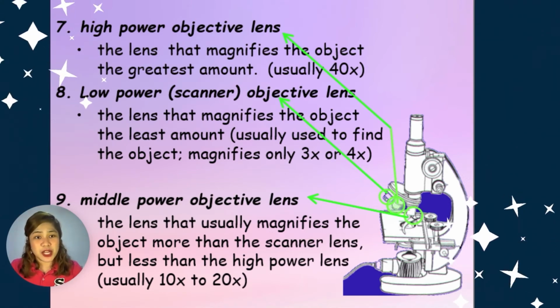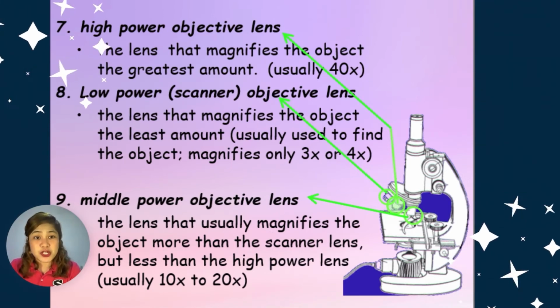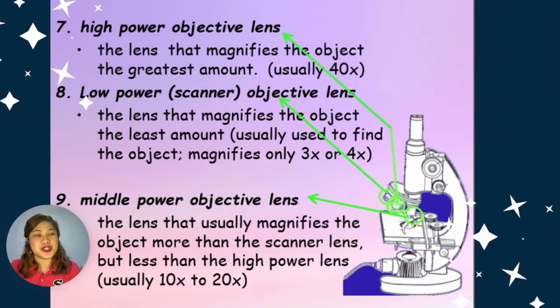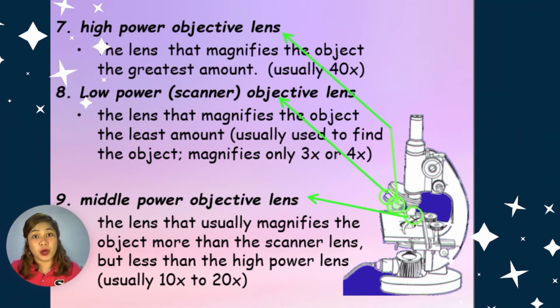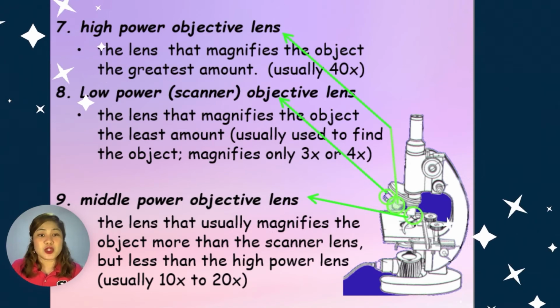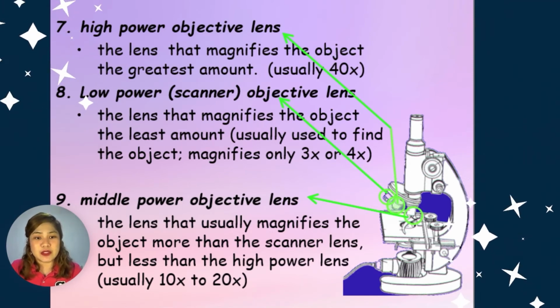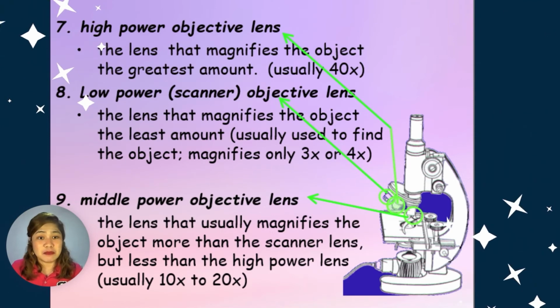So we have different objective lens. We have the HPO or the high power objective lens, the lens that magnifies the object the greatest amount. That is the reason we call it HPO or high power objective lens. So it usually magnifies up to 40 times, 40x. Then the LPO or low power objective lens, the lens that magnifies the object the least amount.